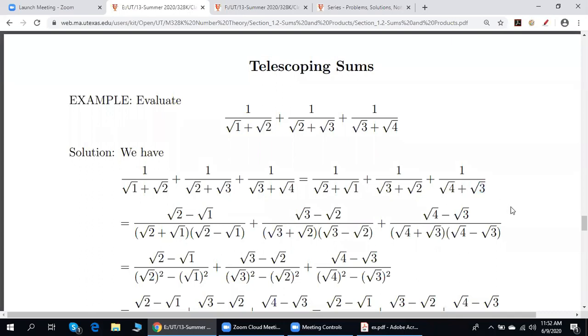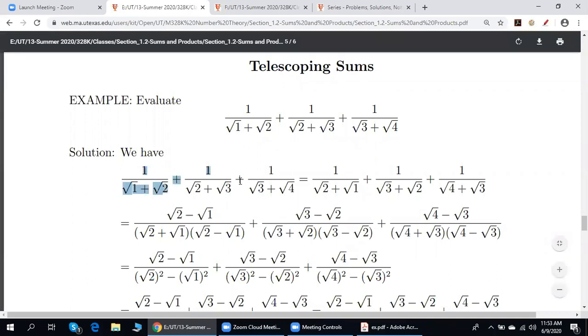Here is what we do next. Multiply top and bottom here by square root of 2 minus square root of 1. Same as here. Multiply top and bottom here by square root of 3 minus square root of 2. Finally, multiply top and bottom here by square root of 4 minus square root of 3. As a result, this expression becomes significantly more complicated.